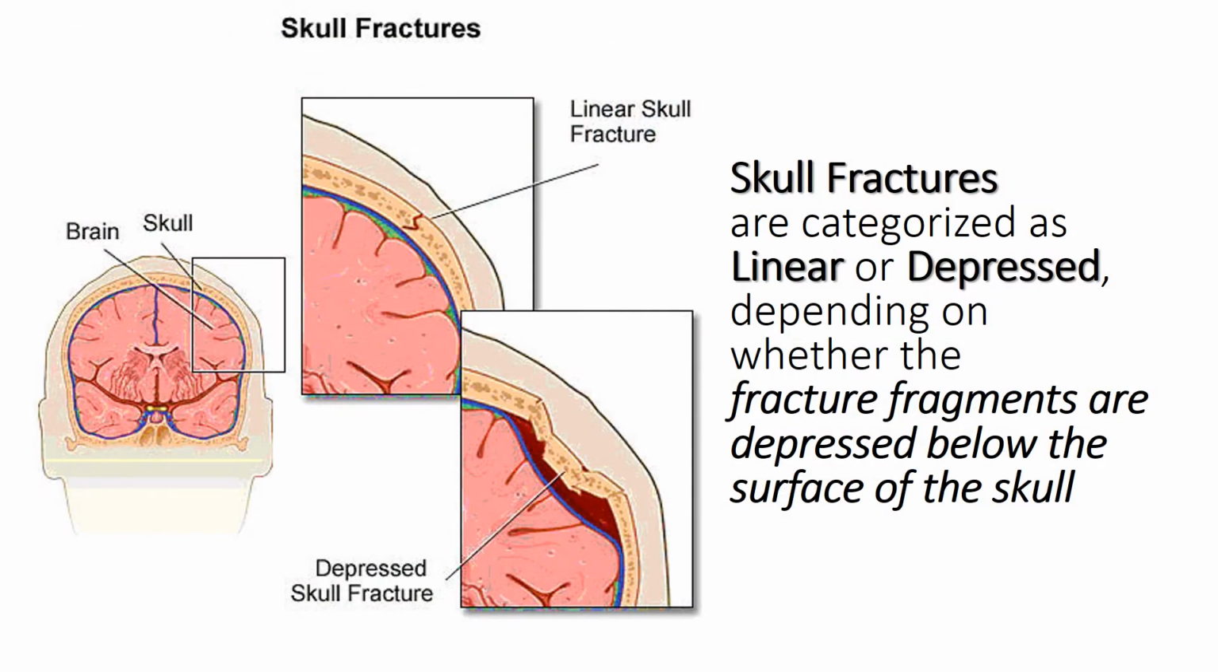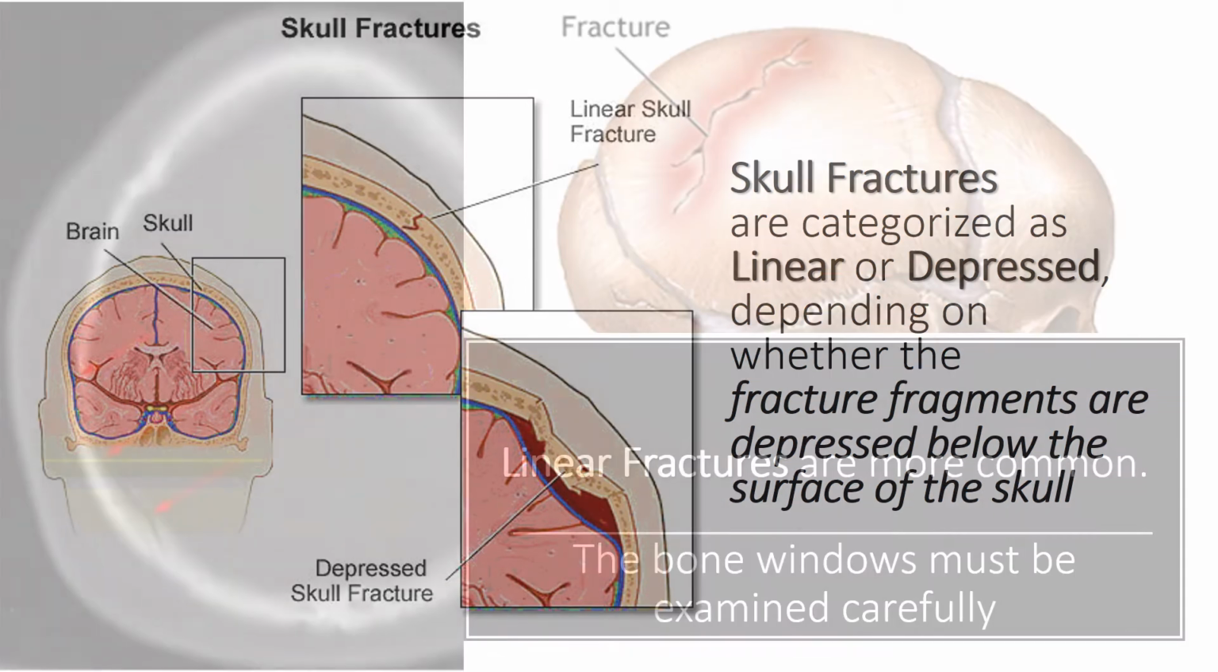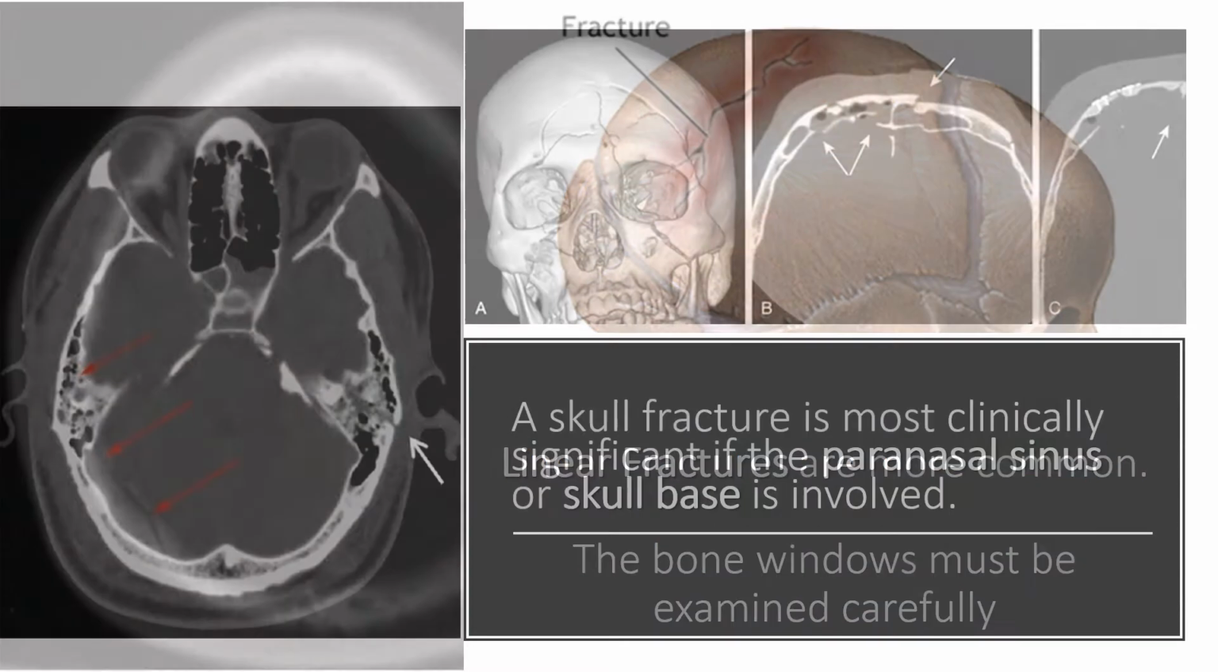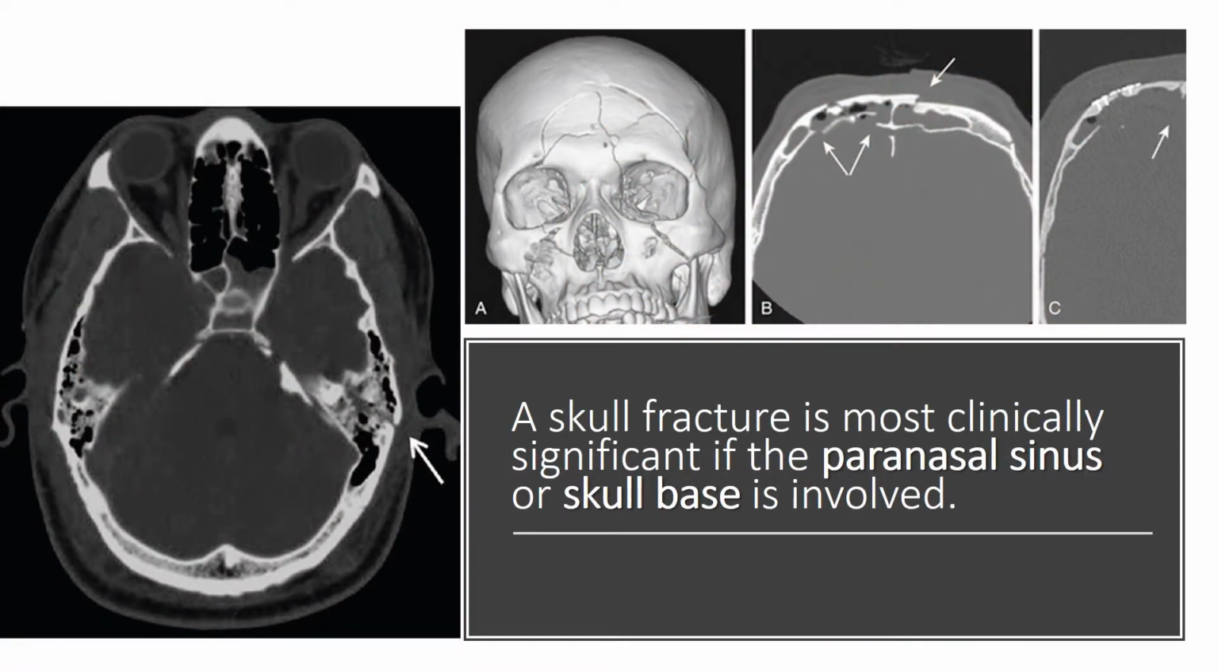Skull fractures are categorized as linear or depressed, depending on whether the fracture fragments are depressed below the surface of the skull. Linear fractures are more common. The bone windows must be examined carefully. A skull fracture is most clinically significant if the paranasal sinus or skull base is involved.